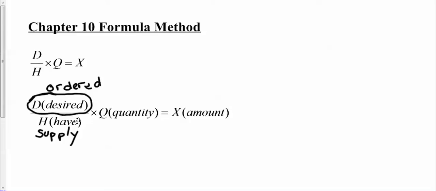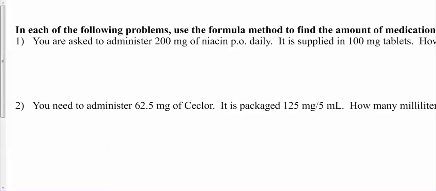We have two examples that we're going to look at. And again, the directions say, in each of the following problems, use the formula method. So we want to use the formula method, not the proportion method, which is explained in another video, to find the amount of medication needed. It says you are asked to administer 200 milligrams of niacin by mouth, PO means by mouth, daily. It is supplied in 100 milligram tablets. How many tablets do you need to administer?